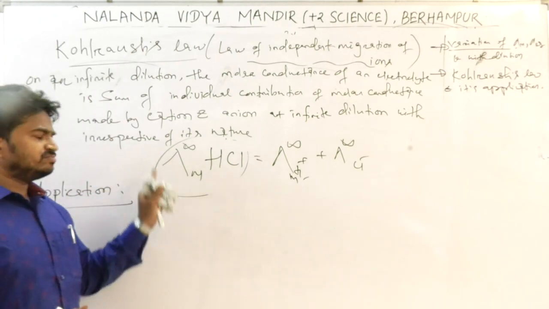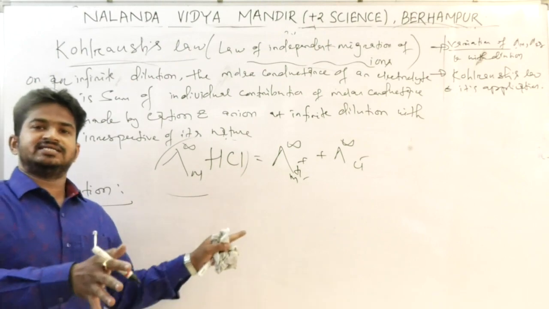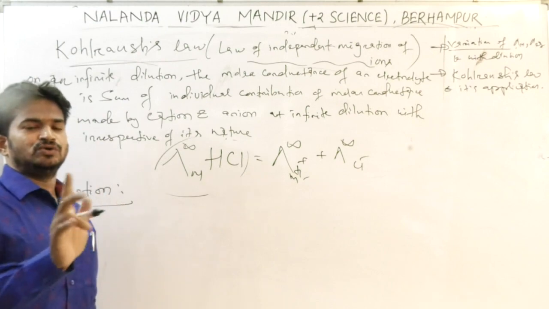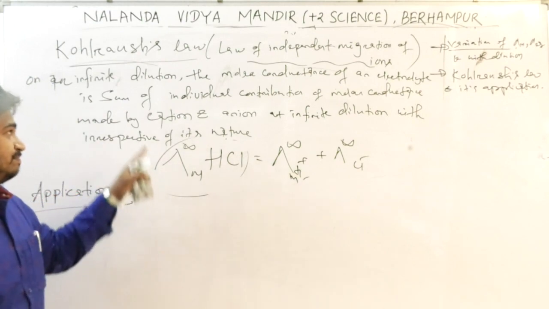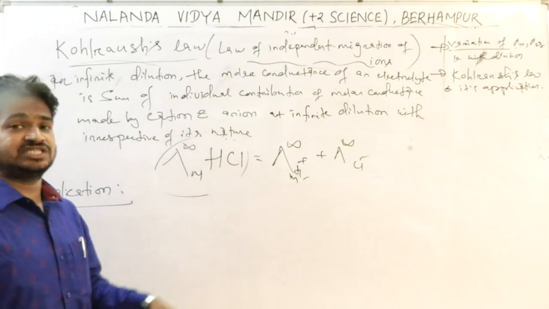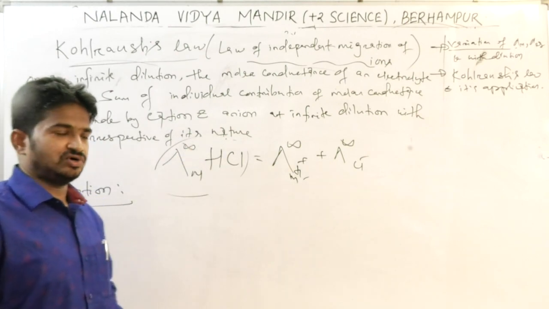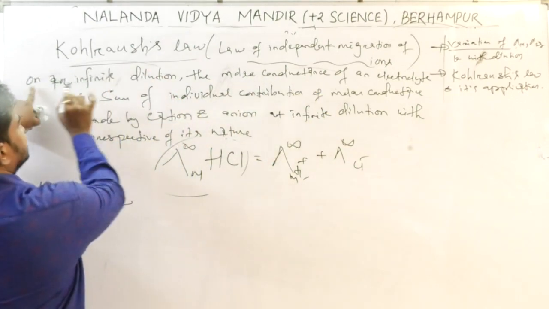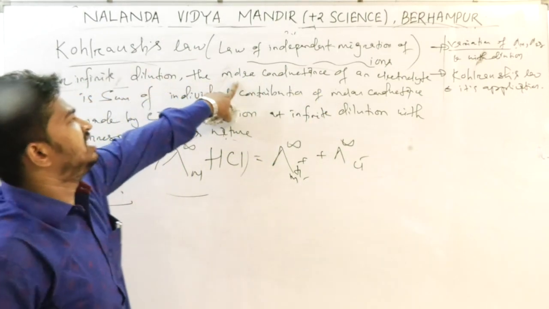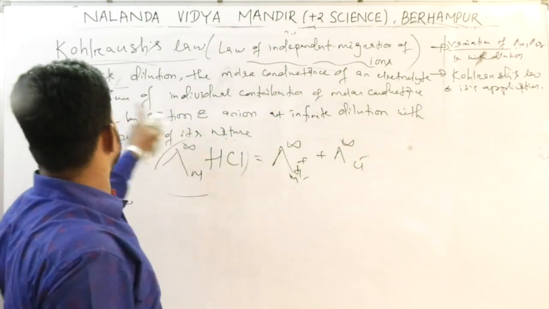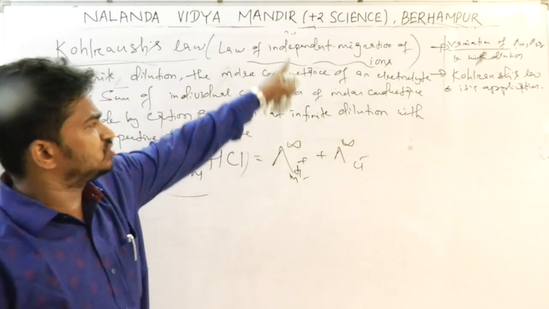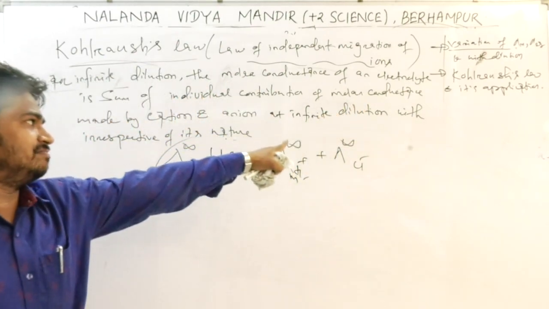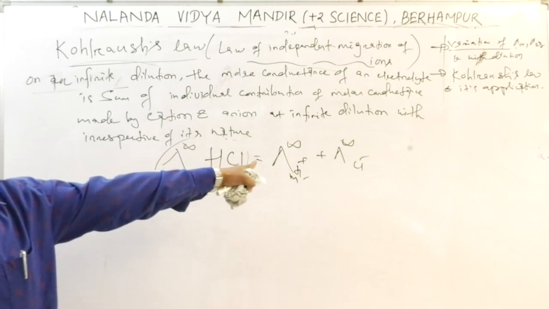From this we can calculate easily the molar conductance of a weak electrolyte. The definition is the same for equivalent conductance also. In place of molar conductance, if we change to equivalent conductance, what would be the definition at infinite dilution? The equivalent conductance of an electrolyte is the sum of the individual contributions of equivalent conductance made by the cation and anion at infinite dilution, irrespective of its nature.